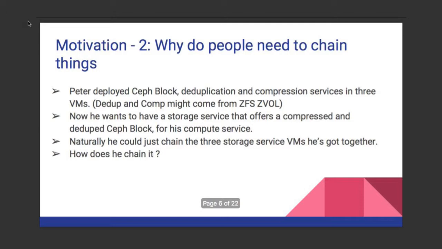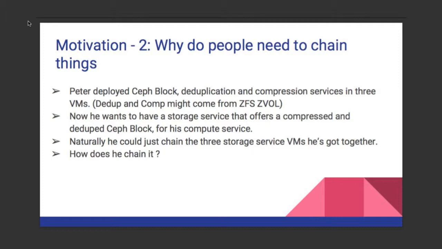So let's say there is a user called Peter. Peter has fully virtualized storage functions. For example, he has a Ceph block running in a VM, and deduplication and compression also running in VMs, maybe using a ZFS zvol. Now he wants to have a complete storage service that provides a deduped and compressed Ceph block. For this purpose, naturally he could just chain these storage VMs together, right? But how could he actually do it?